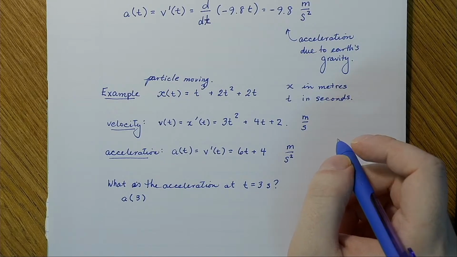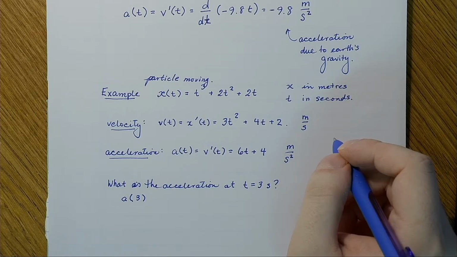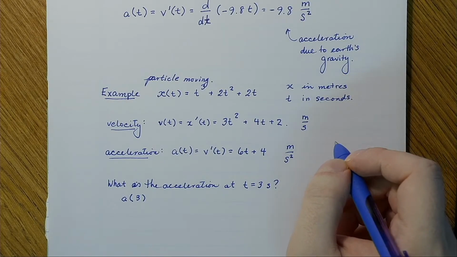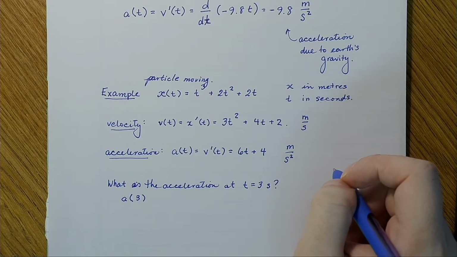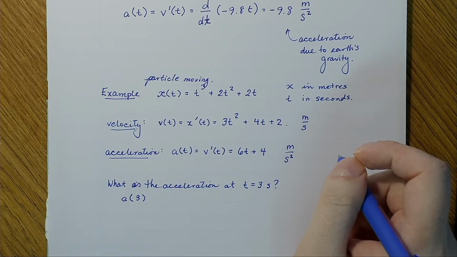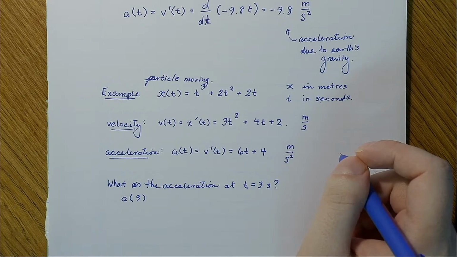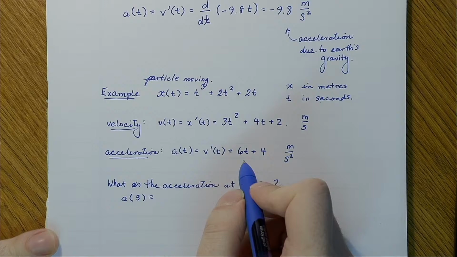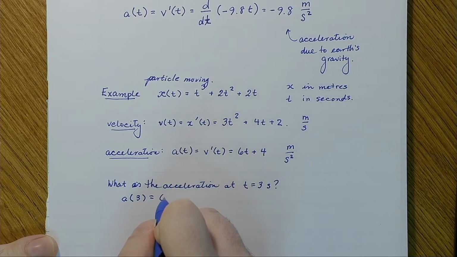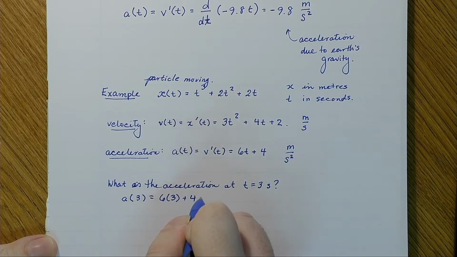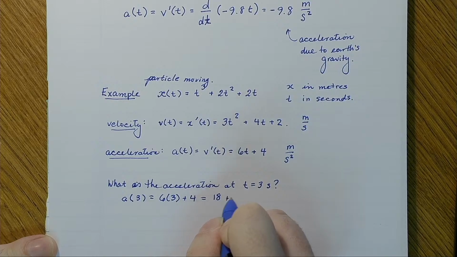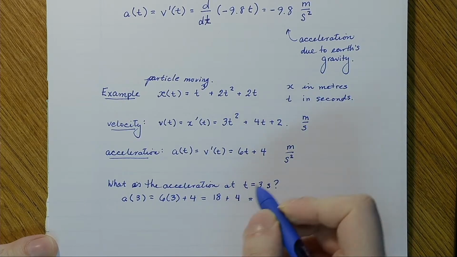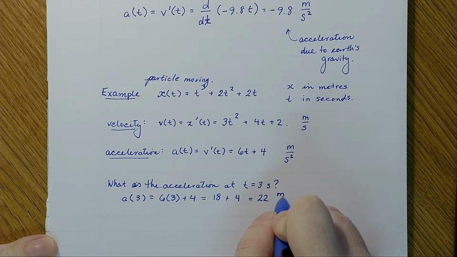You know, they were sneaky last time when we had a question where we had it in seconds, but then they asked us, oh, what was it in an hour? And that was not seconds. We had to convert that hour into 3,600 seconds. So I have 6 times 3 plus 4, so 18 plus 4 gives me 22 meters per second squared.